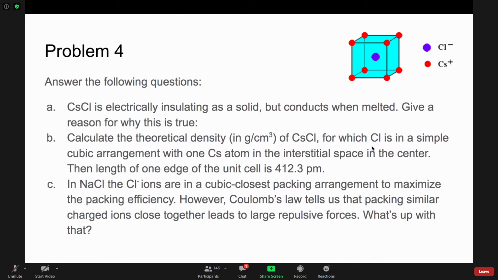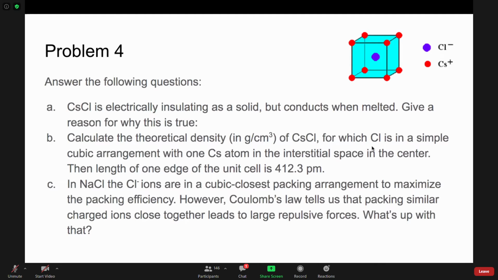Okay, so I said that even though the chloride ions are in a cubic closest packing arrangement, the sodium ions occupy interstitial spaces in the lattice. And so they introduce attractive interactions within the structure, which prevent the repulsive interactions from arising between the similarly charged chloride ions.